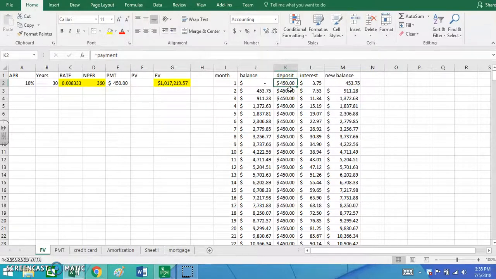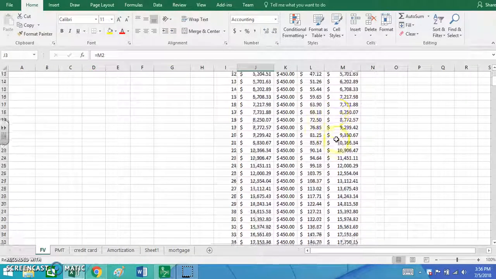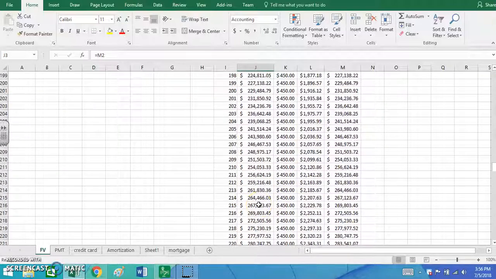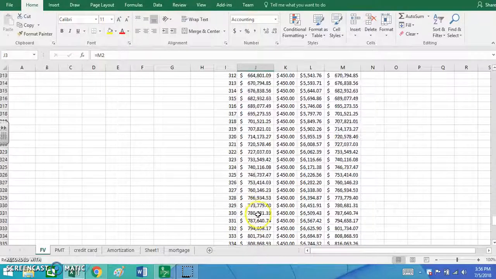I had $450 deposited. The interest is $3.75, and I got that by taking the balance plus the deposit and multiplying it by the periodic rate. Then the new balance is all of these values added together, and that value comes down here. So I'm going to do this 360 times. Here we go, 360 times, and I just dragged my formula down.